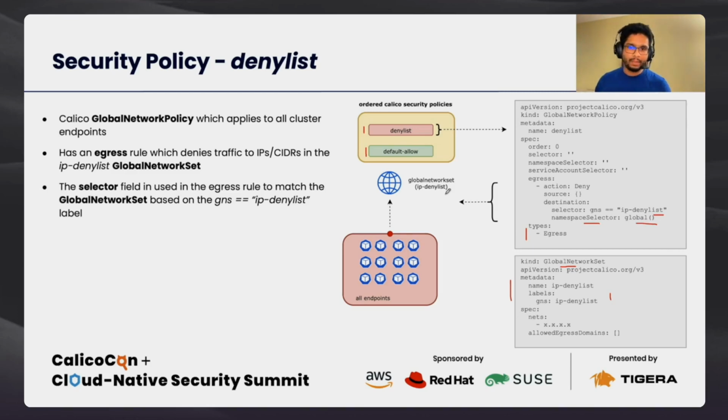Now, if you look at the actual underlying policy implementation, the policy is implemented for every endpoint in the cluster using the data plane. However, for simplicity, I've grouped all the endpoints and shown that traffic is denied to the IP deny list global network set. All right, so this is the first example. Let's move on.